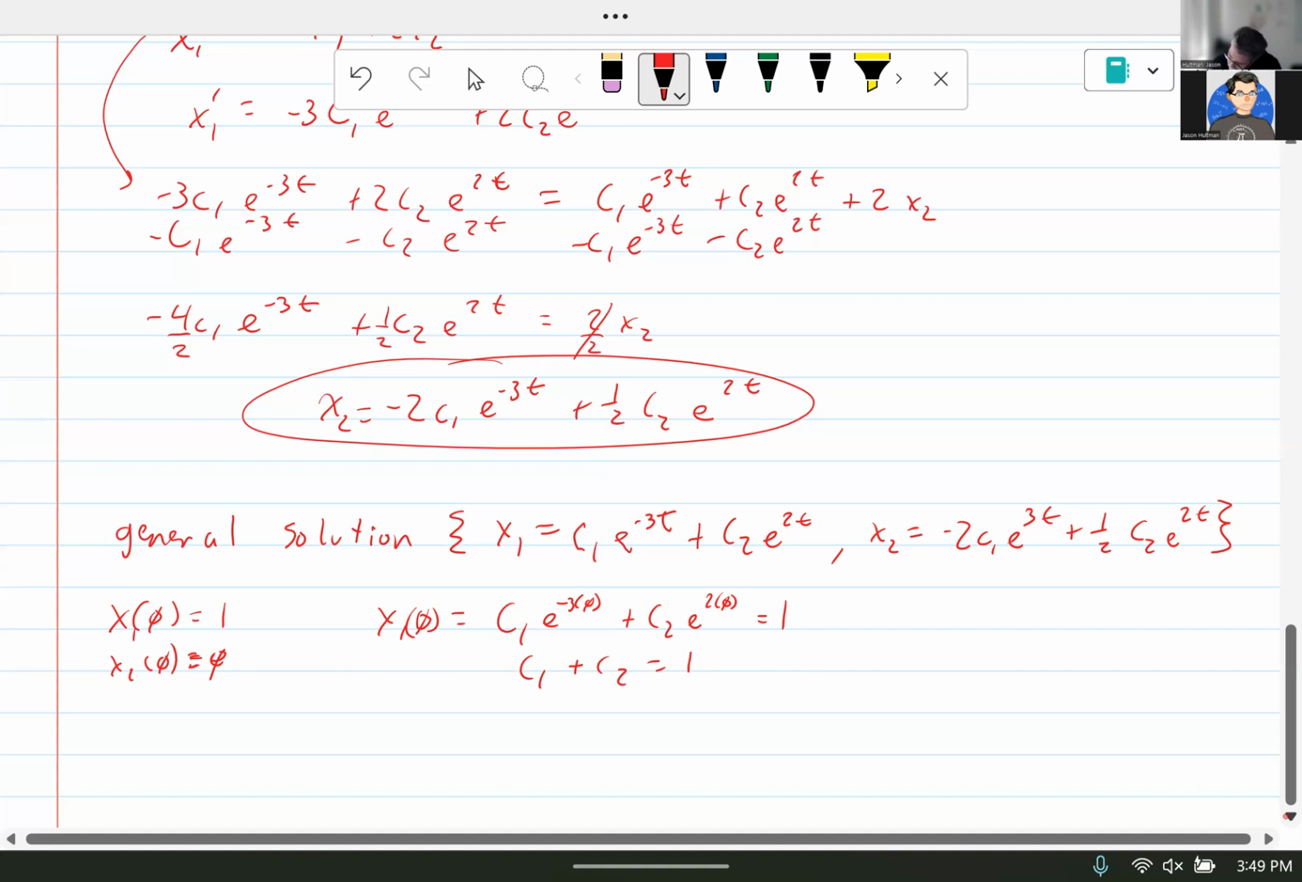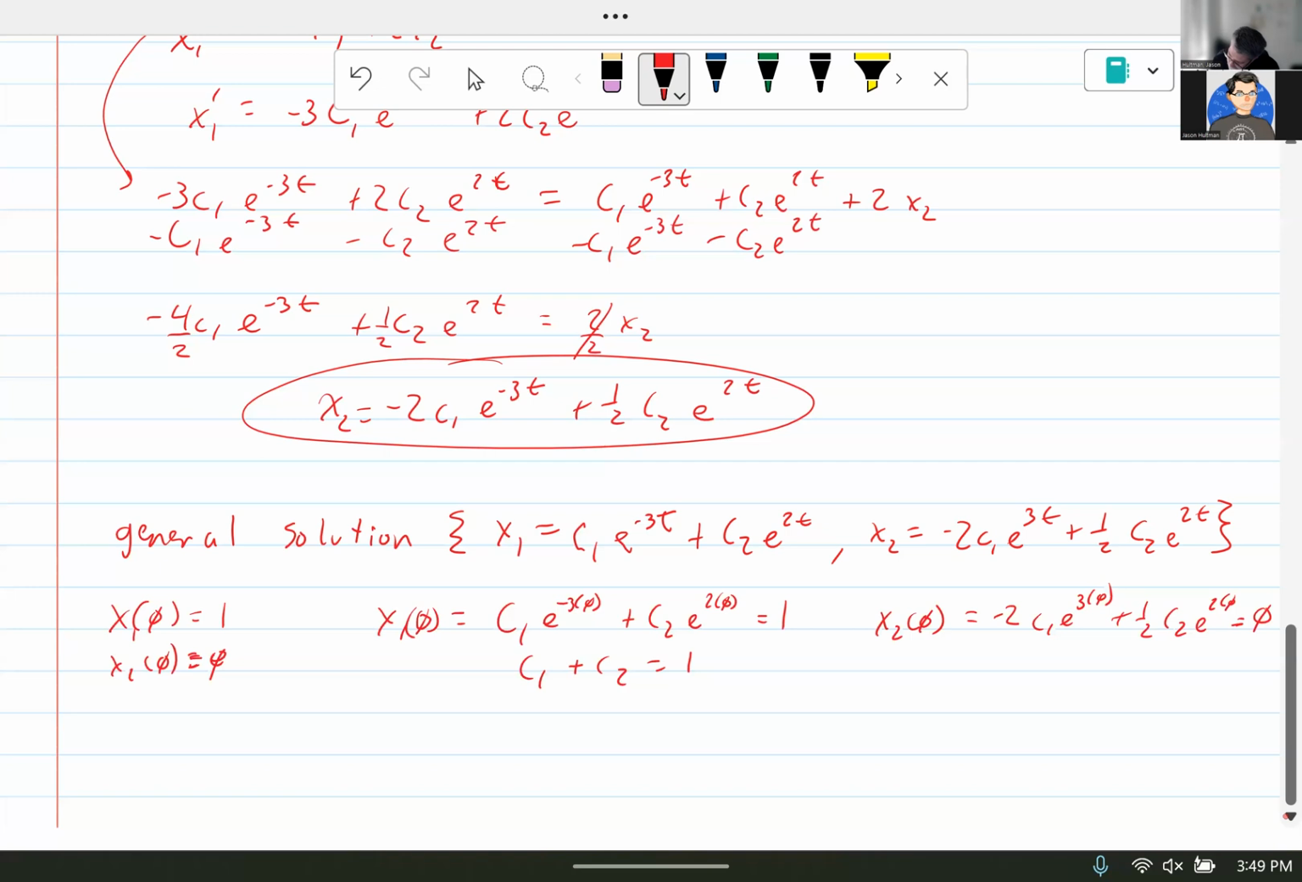Okay, and then if we plug in x2 is equal to 0, this is going to give me negative 2c1 e to the negative 3 times 0 plus 1/2 c2 e to the 2 times 0 is equal to 1. I'm sorry, it's not. It's equal to 0. My bad. Equal to 0. Okay, so the e to the 0 powers are just going to go to 1. So this gives me negative 2c1 plus 1/2 c2 is equal to 0.